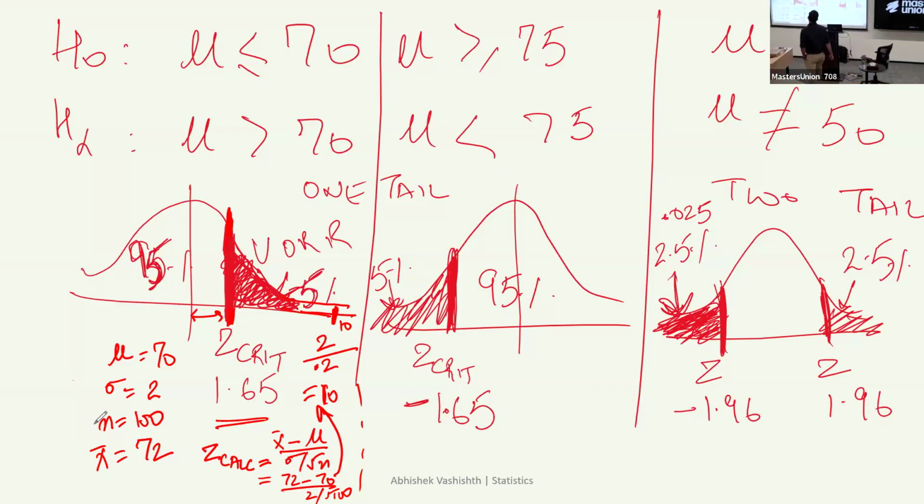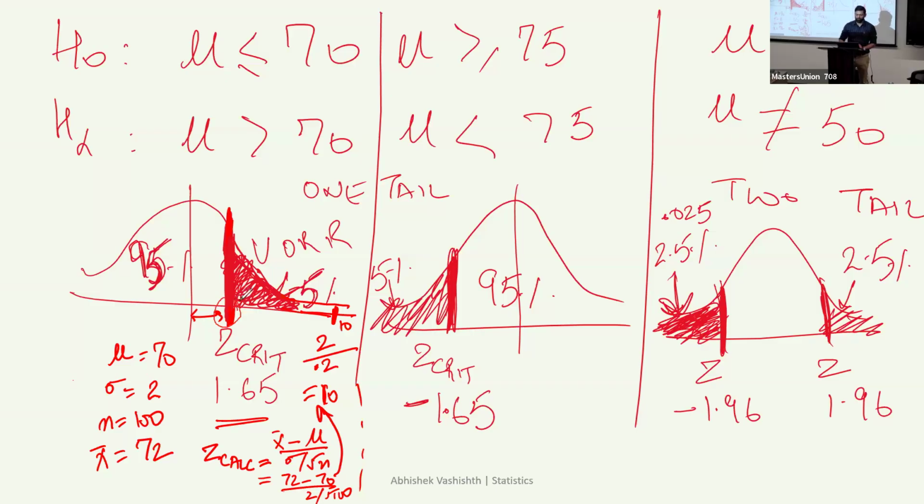There are multiple ways of looking at it and doing it. One way is this one, where you had a Z critical value, you calculated an X bar value. With this specific X bar value that you had, 72, you calculated a Z calculated, and then you compared Z calculated and Z critical and reached a specific conclusion. One more thing I can do, which is that I could have found out this value with respect to Z critical.